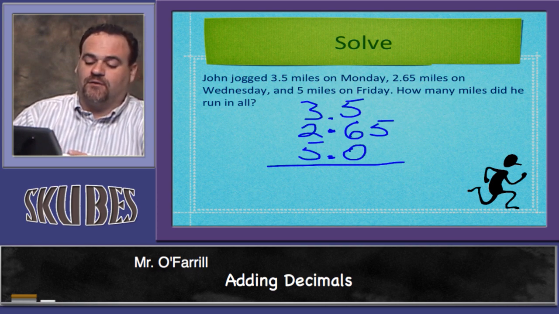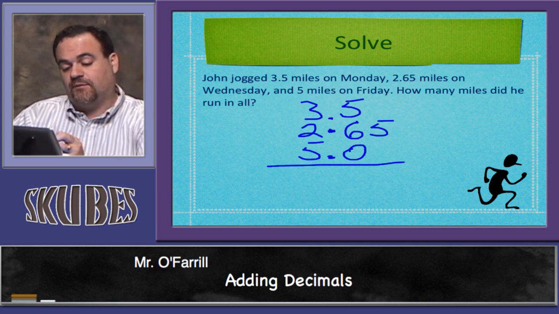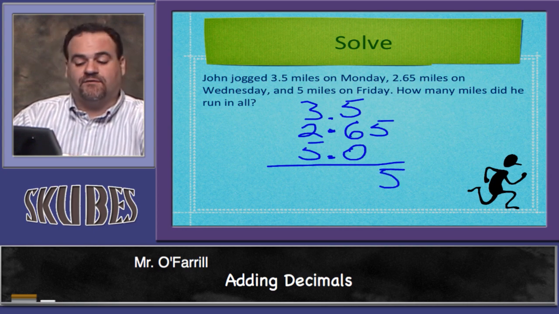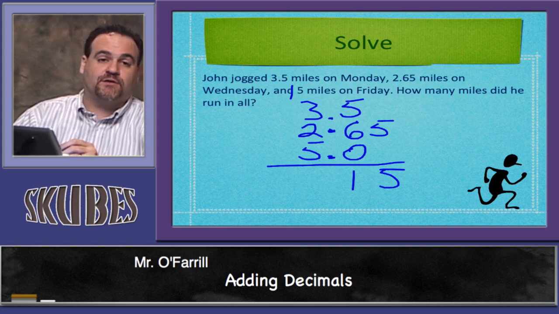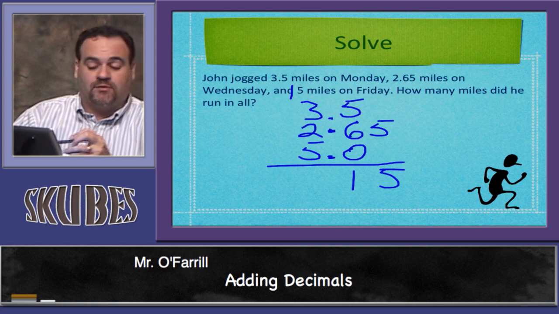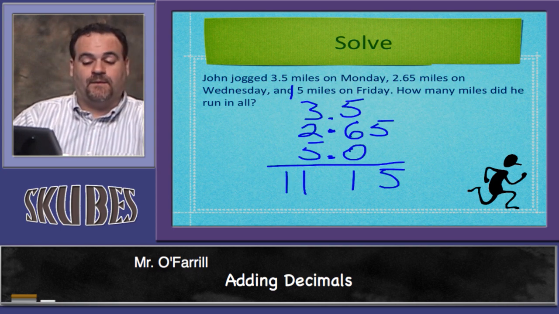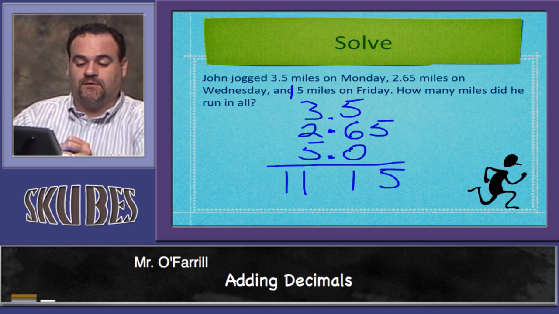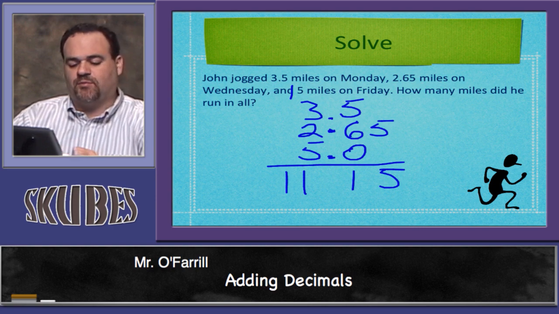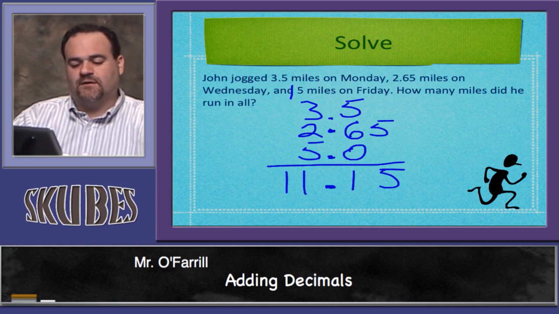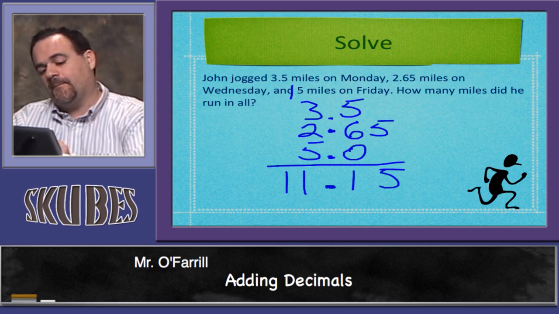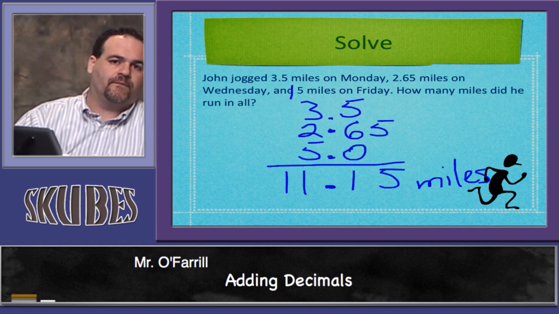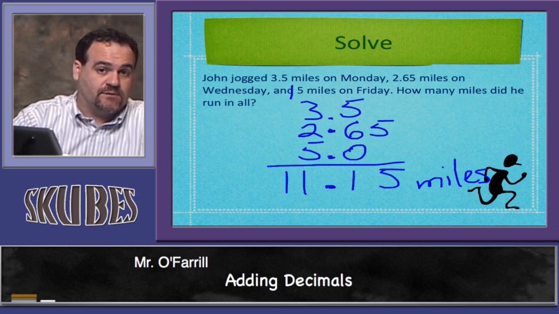This 5 to the far right is all by itself, nothing to do with him, so we'll just bring it down. 6 and 5 is 11. Bring the other 1 over. 3 plus 2 is 5, plus another 5 is 10, plus that 1 is 11. And we have a decimal point here, a decimal point here, a decimal point here. Bring it down vertically. 11.15. 11.15 what? Miles. And that's our lesson on adding decimals.